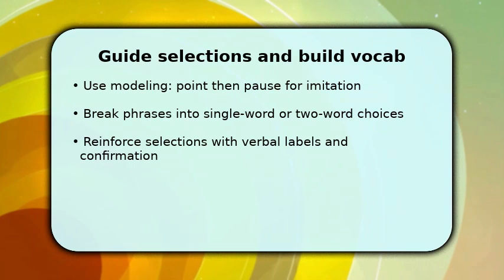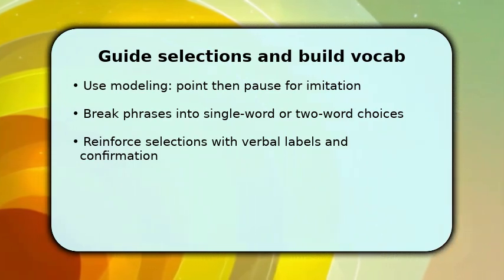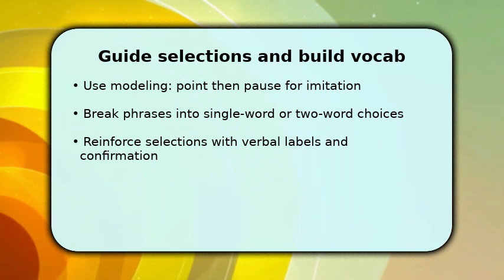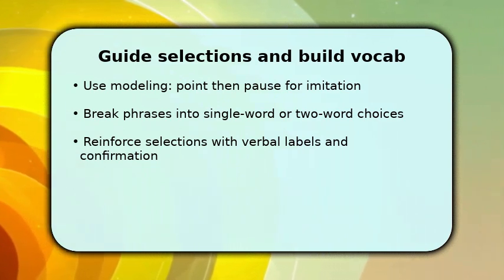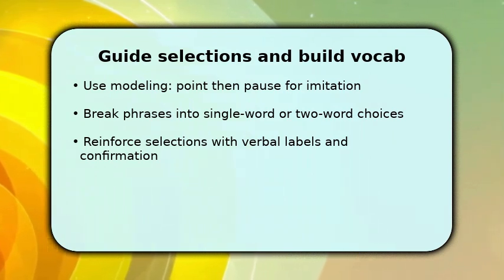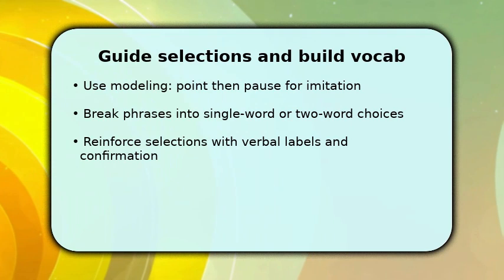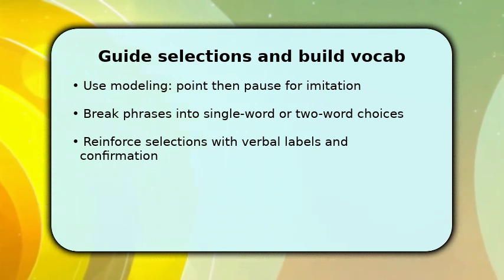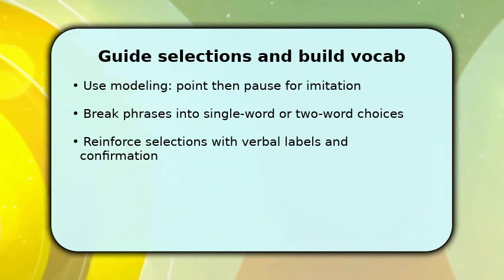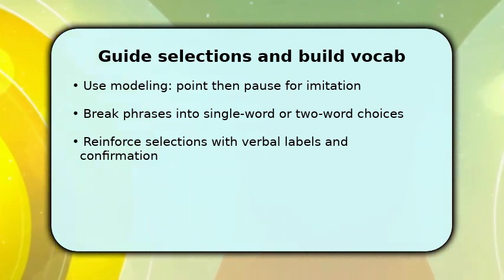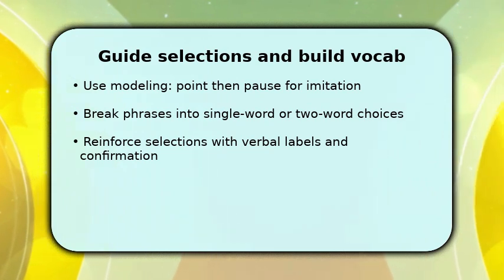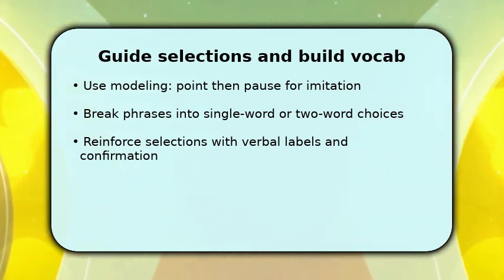Now focus on guiding selections and expanding usable vocabulary through short, intentional steps. Model a selection first, pause, and encourage the user to imitate. This shows how to indicate choices without pressure. Use single-word or two-word options to form meaningful messages and gradually combine them as confidence grows. Also, label each selection aloud and confirm meaning so the user connects symbol, sound, and intent. Repeat successful attempts and fade prompts as the user becomes independent.